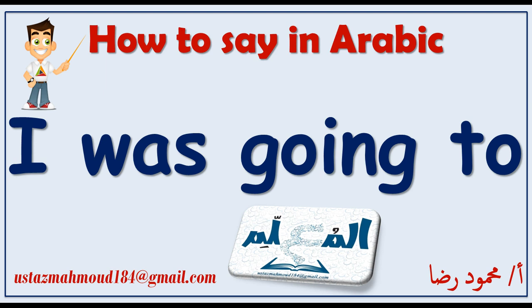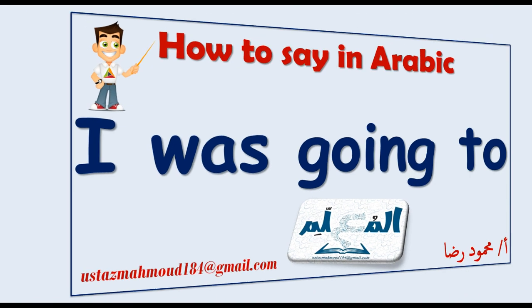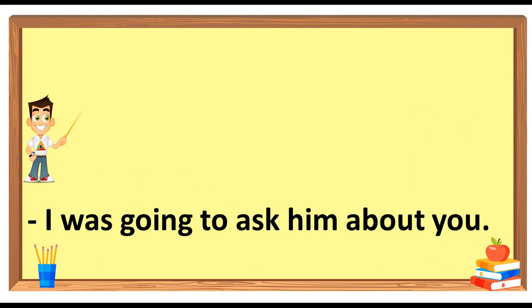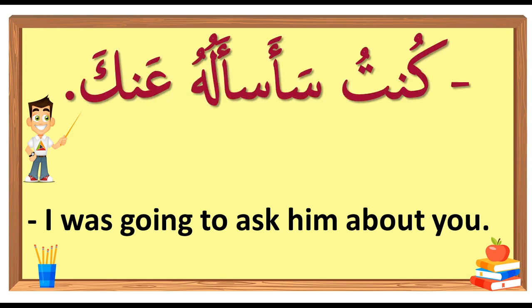And as we usually do, we take an example first. So, for example, I was going to ask him about you. How to say this sentence in Arabic language? So, we say كنت سأسأله عنك. I was going to ask him about you.